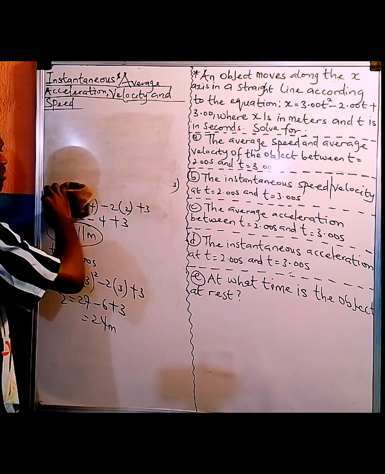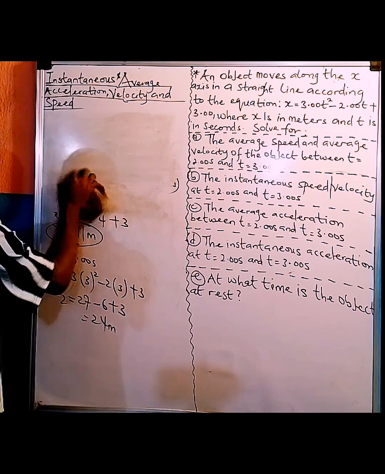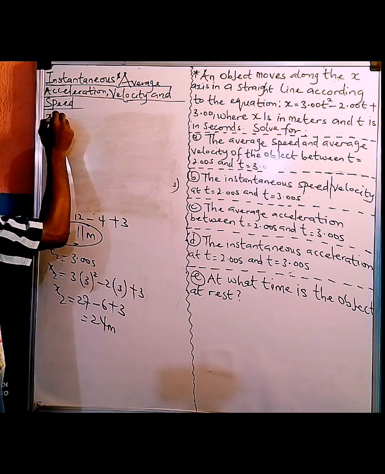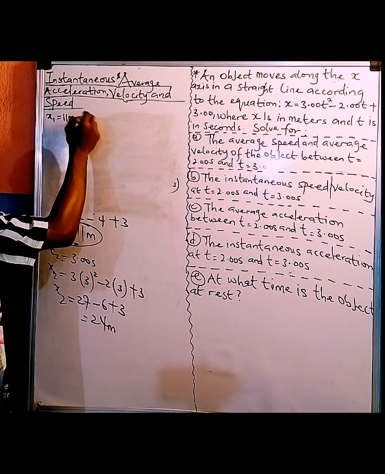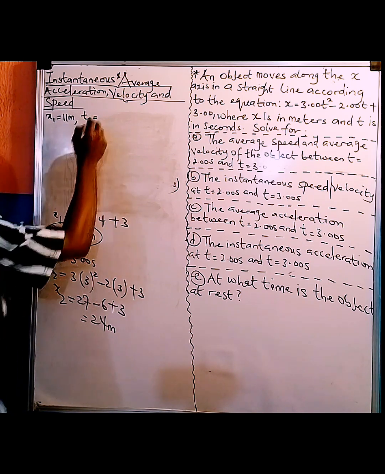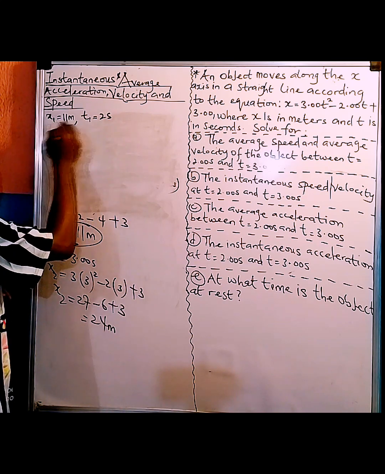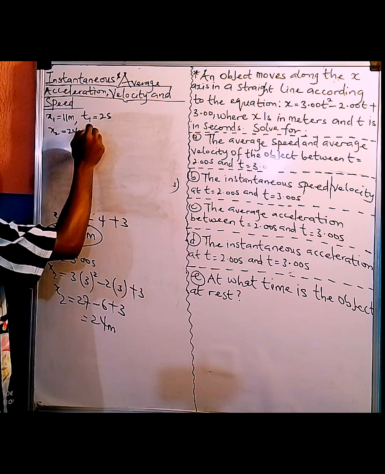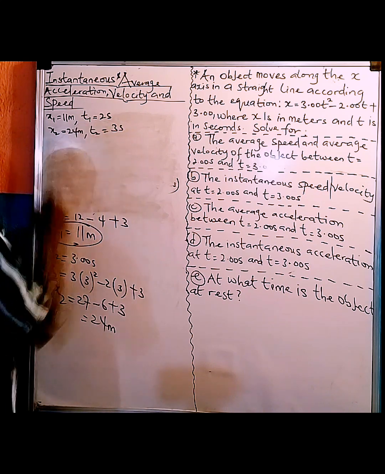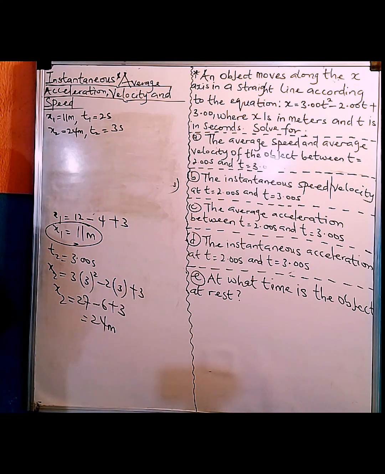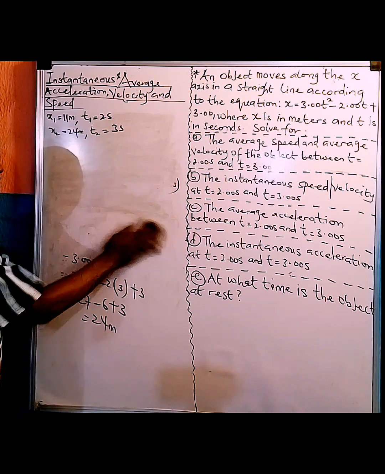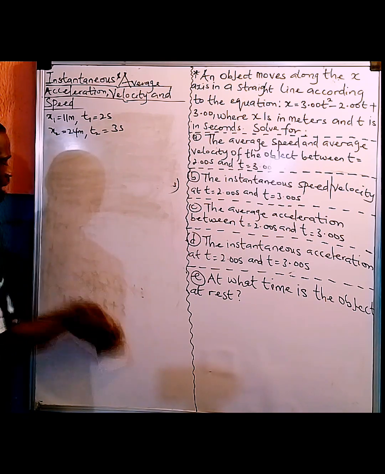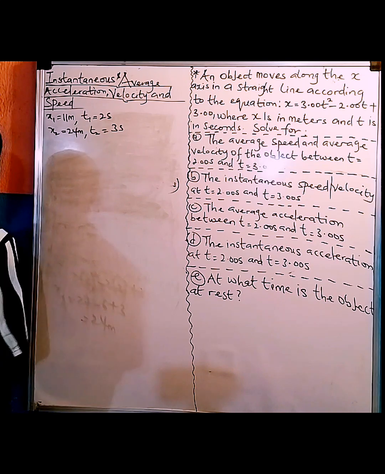Since we've got displacement now, don't forget displacement 1 is 11 meters, time 1 is 2 seconds. Displacement 2 is 24 meters and time 2 is 3 seconds. So we have everything, all the parameters already gotten. The next thing we just have to do is put them into the formula. We have a formula ready.